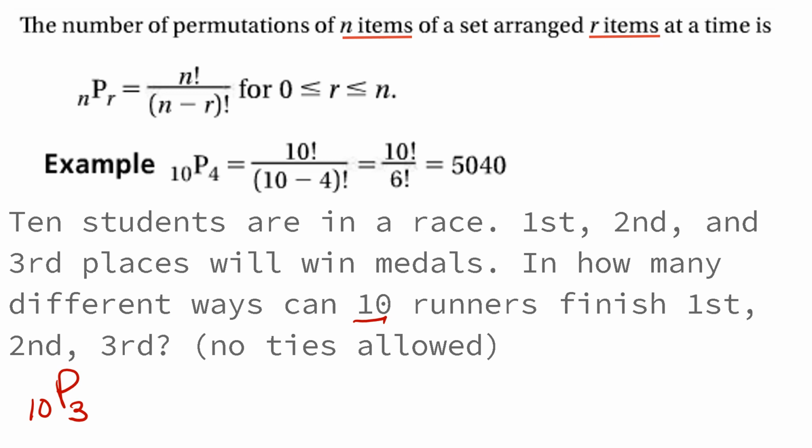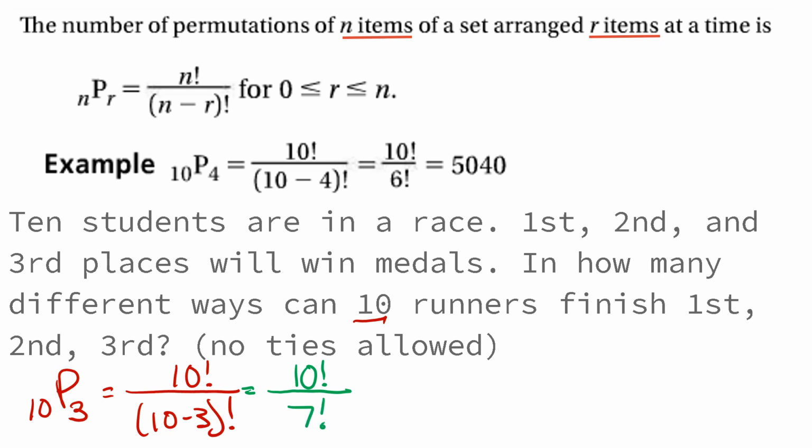And again, r could never be bigger than n. If you had 3 permutation 10, that wouldn't make sense because you can't arrange 3 things in 10 different ways. So it always has to be the bigger number first and then the smaller number. So it's going to be 10 factorial, and then 10 minus 3 factorial in the denominator. We can simplify that 10 minus 3, making it 10 factorial over 7 factorial.